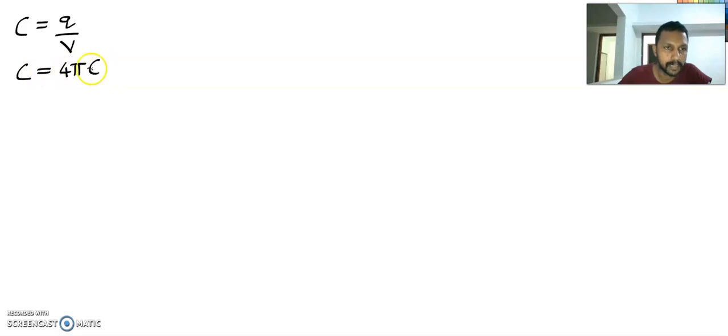So now you know the capacitance of a parallel plate capacitor. Let's try to recall all the basic formulas that we have obtained in capacitance. The basic formula for capacitance is C equals Q by V, that we know. Then the capacitance of a spherical conductor was C equals 4 pi epsilon 0 R. Now we know the capacitance of a parallel plate capacitor is C equals epsilon 0 A divided by D.